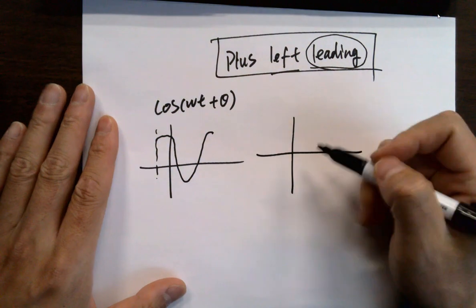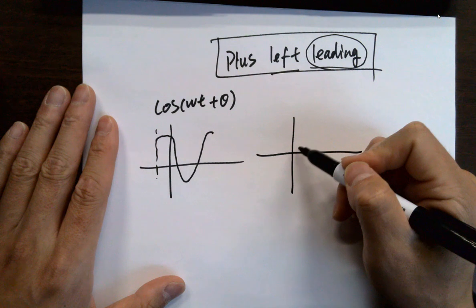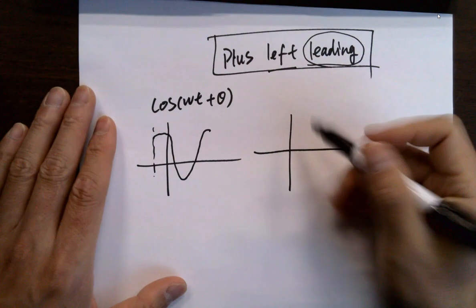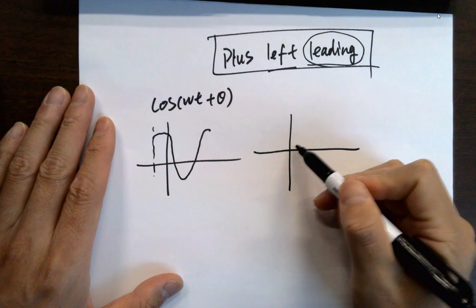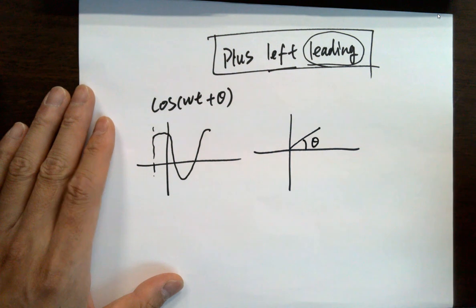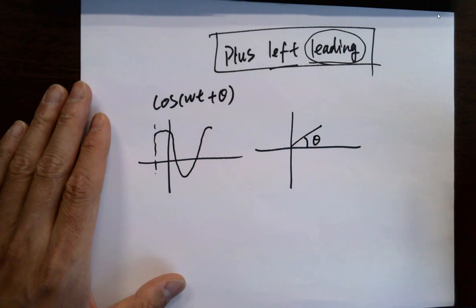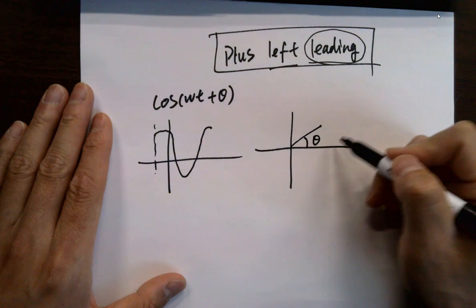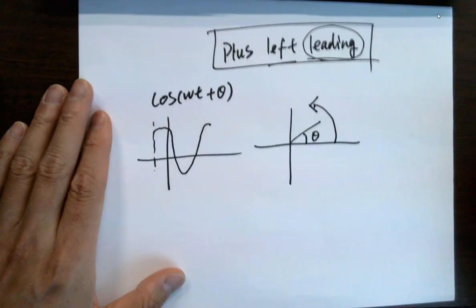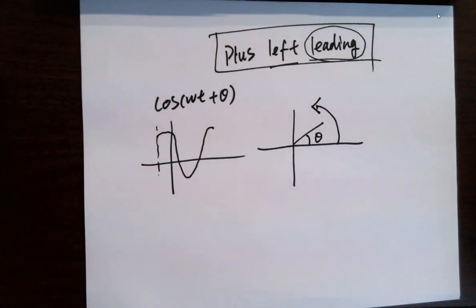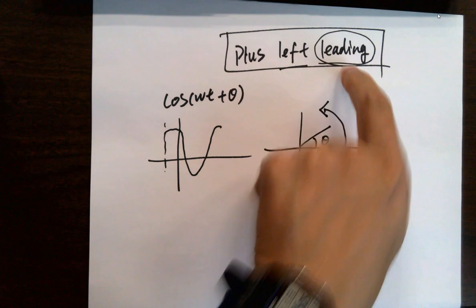And in the polar domain, just draw this angle. Plus means what? This, right? So if you rotate in that direction, it is moving the time domain signal to the right or to the left? To the left. Plus left leading.